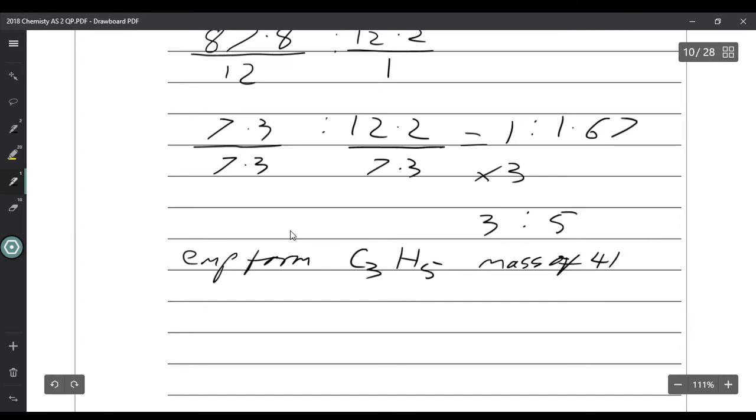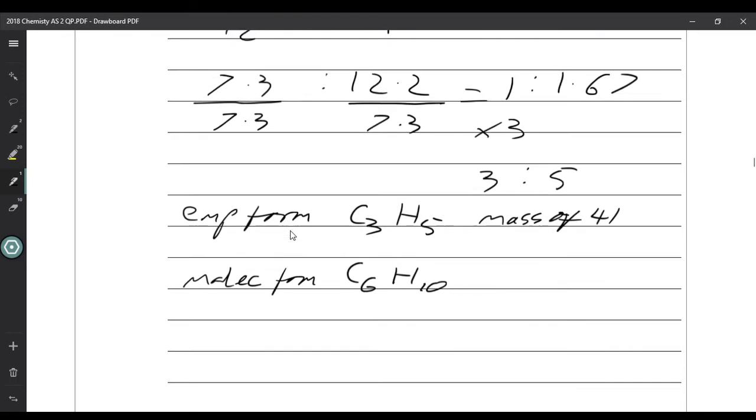And C3H5 would give us a mass of 41. We've been told in the question that the molecular weight of the hydrocarbon in question is 82, which is obviously twice this. So what we need to do is double the empirical formula to give us the molecular formula. So the molecular formula will be C6H10.